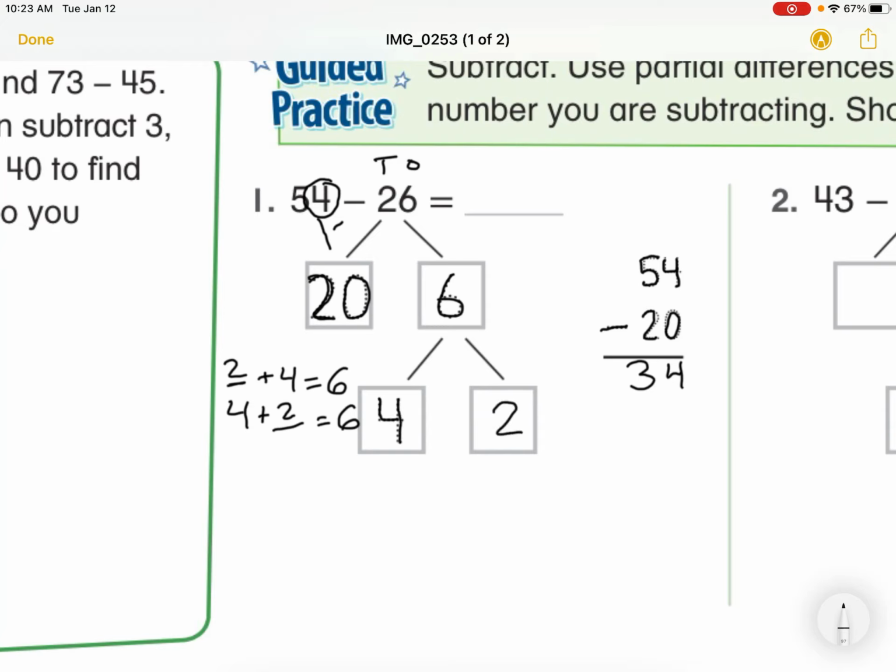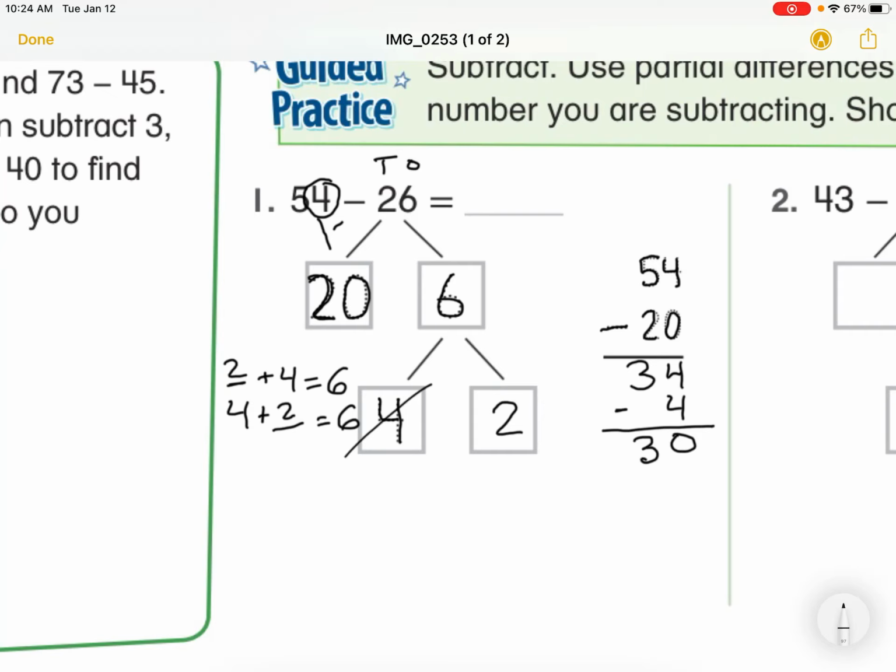So I'm going to go ahead and add my 2 there. So now I have 4 and 2. So I have 34 over here. What should I subtract from 34? The 4 or the 2? The 4, right? So I'm going to subtract 4. 4 minus 4 equals 0. 3 minus 0 equals 3. So I subtracted the 4.